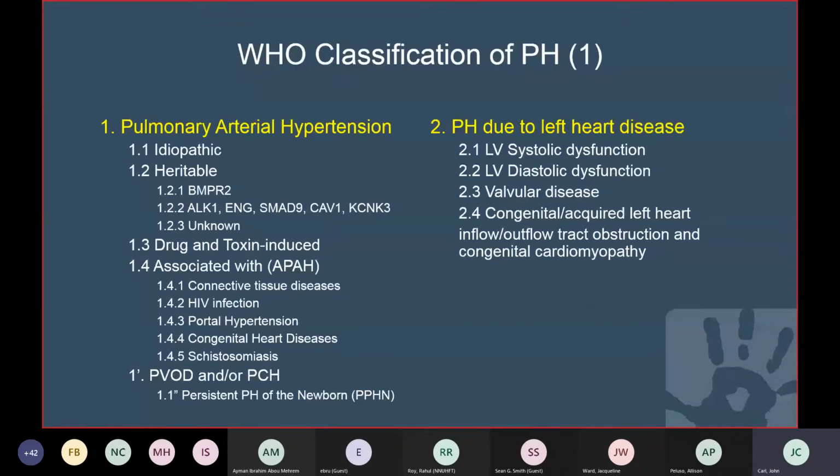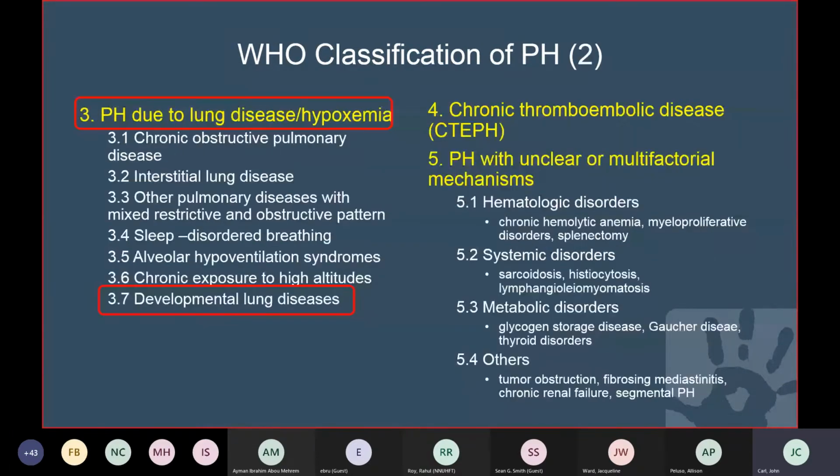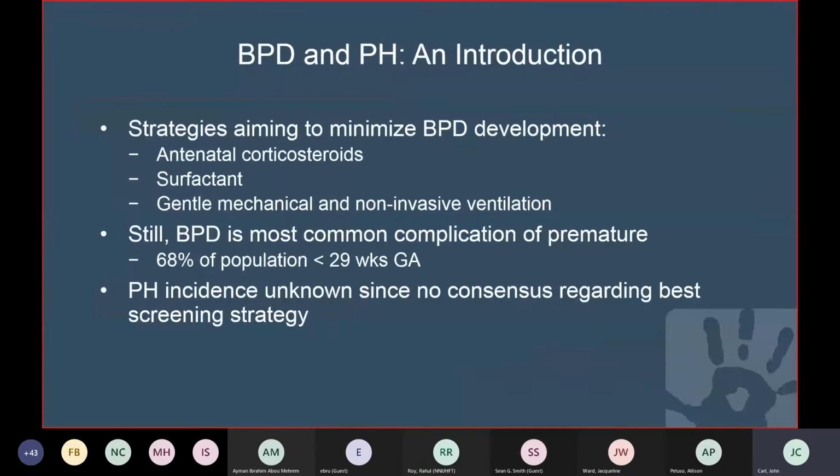So the World Health Organization divides pulmonary hypertension into a number of different classifications, 5 to be specific. And we're going to talk about one of them, a little bit about a second, I guess. We're not going to talk about PPHN. We do have patients, obviously, that we all share that have congenital acquired left heart inflow and outflow tract obstruction and cardiomyopathy, but that's going to be beyond the scope of today's talk. What we're going to do is talk about developmental lung diseases, specifically bronchopulmonary dysplasia, and talk about the pH that can develop due to the chronic lung disease and hypoxemia.